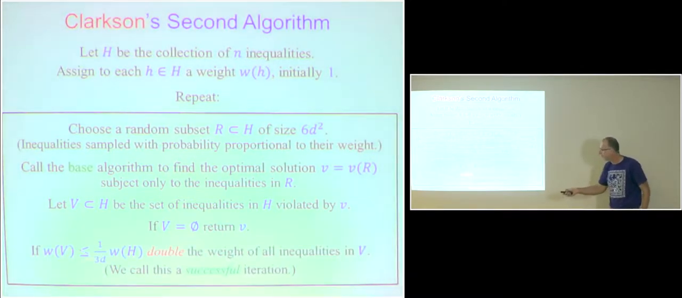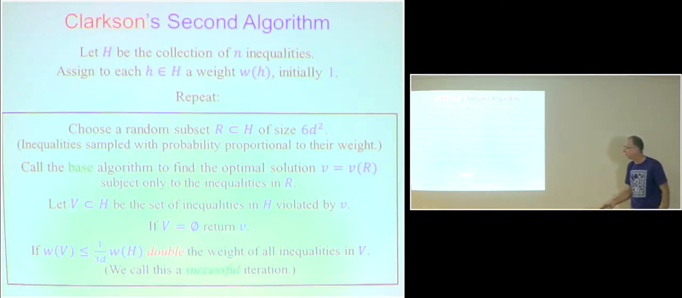Otherwise, we see what is the weight of the violation set. And if it's at most 1/3D times the total weight of all the inequalities... So W was defined for a single inequality, but W of a subset is just the sum of the W of each inequality. So if the total weight of the violated inequalities is not too large, we double their weight.